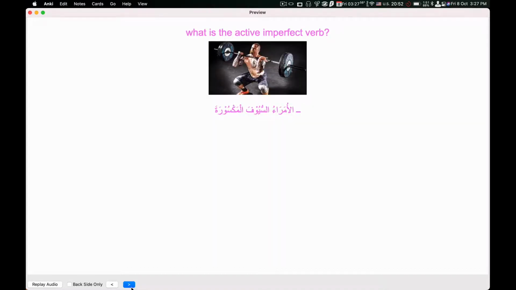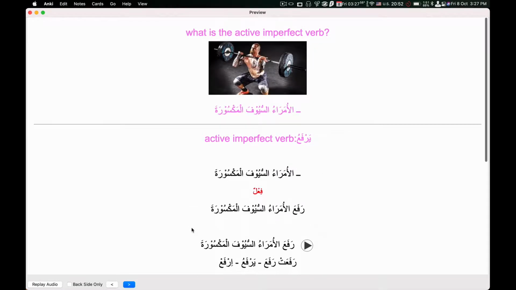This is where I differ from the Fluent Forever model deck. So I created a new card that tests me on the active imperfect verb of the word. So we know Rafa'a, it's a perfect verb, which means something that you've done in the past. The active imperfect is something you've done in the present or you're about to do in the future. And that Rafa'a, yarfa'u. So I know the answer to this is yarfa'u. Okay, yarfa'u, that's correct.